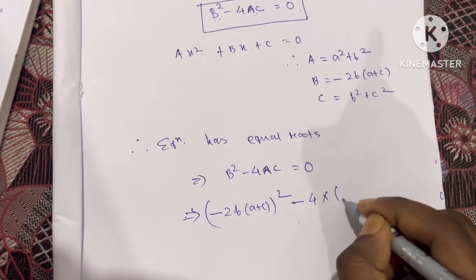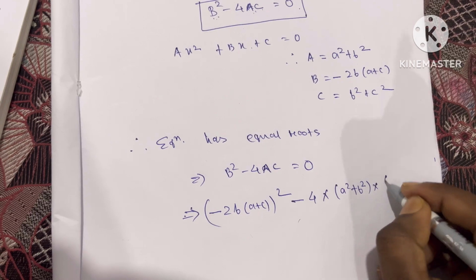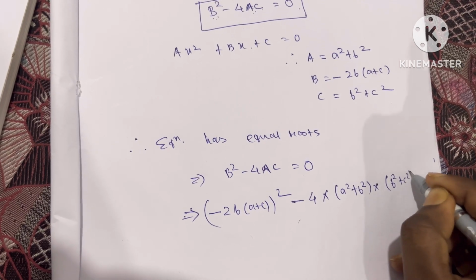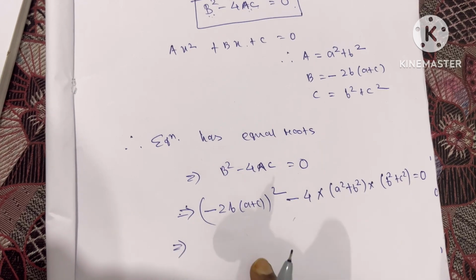What is the value of a? a square plus b square, into c. What is c? b square plus c square is equal to what? 0. So in the same way we can simplify this.